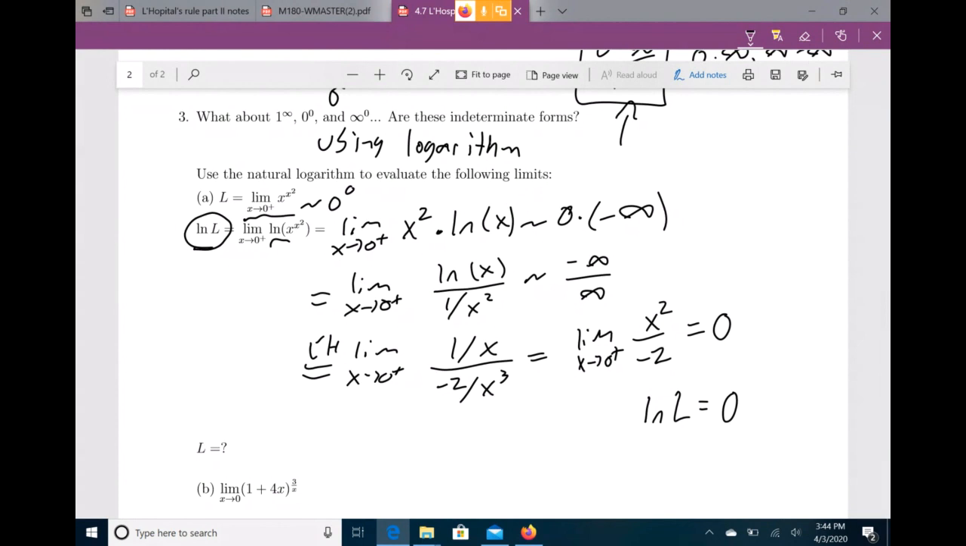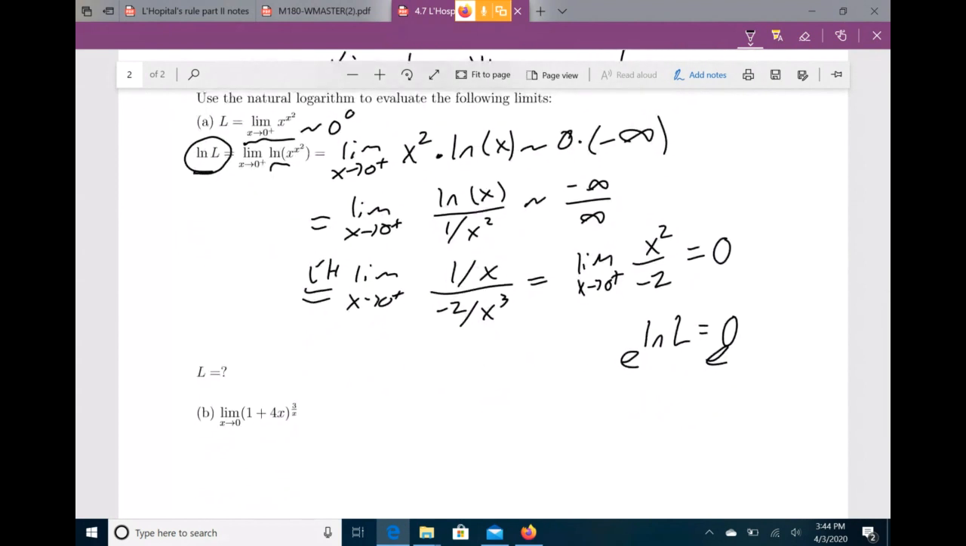Okay, so if the natural log of L is 0, we want to solve for L, which means you take e raised to both sides of the equation. E and the natural log are inverses, so the left-hand side just becomes L, and the right-hand side is e to the 0, and this is the same thing as 1.